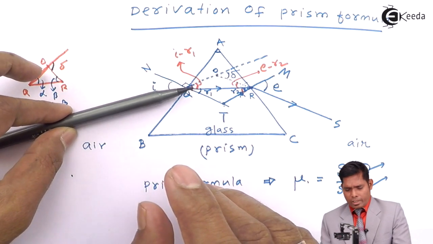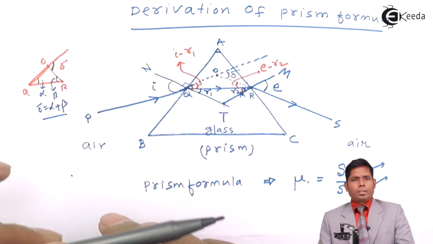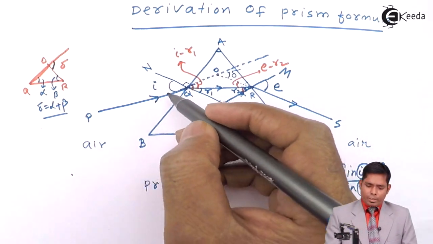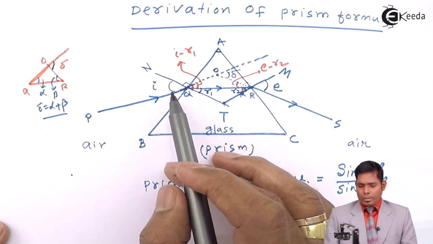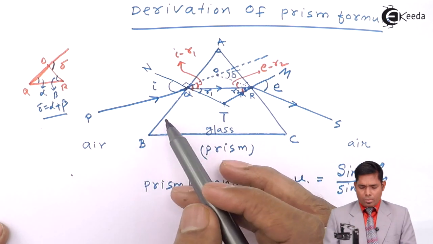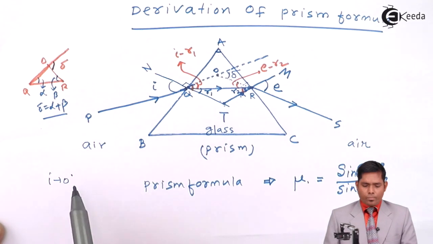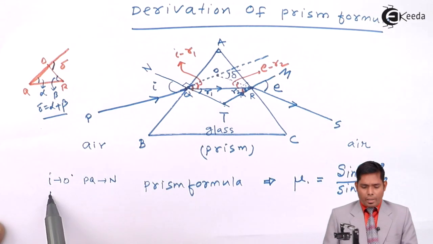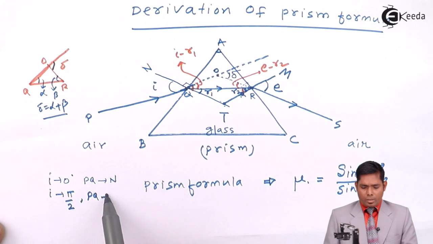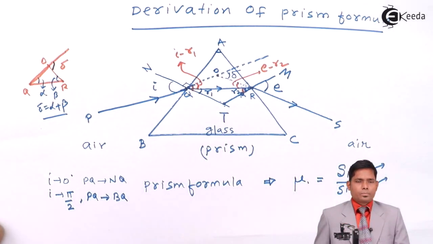Now it is like this, so creating some angle. Now if this moves closer and closer towards N, that angle I will reduce to 0. So when this ray approaches this normal, I tends to 0. When this approaches this base, this BQ, I tends to 90. So I tends to 0 when PQ approaches normal, and I tends to pi by 2 when PQ ray tends towards this BQ, this side.